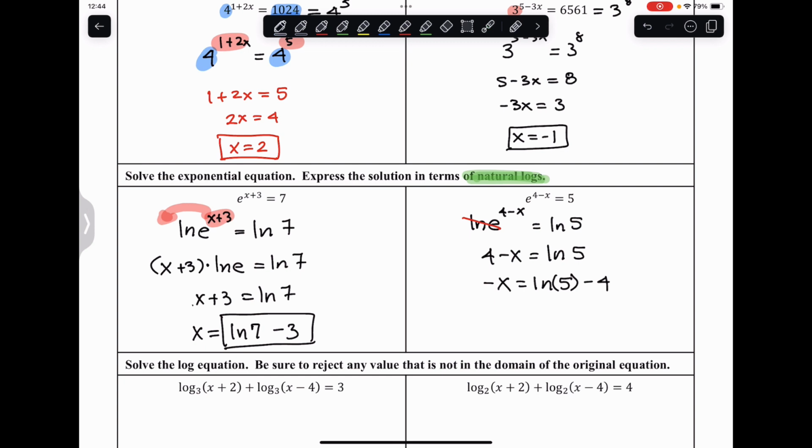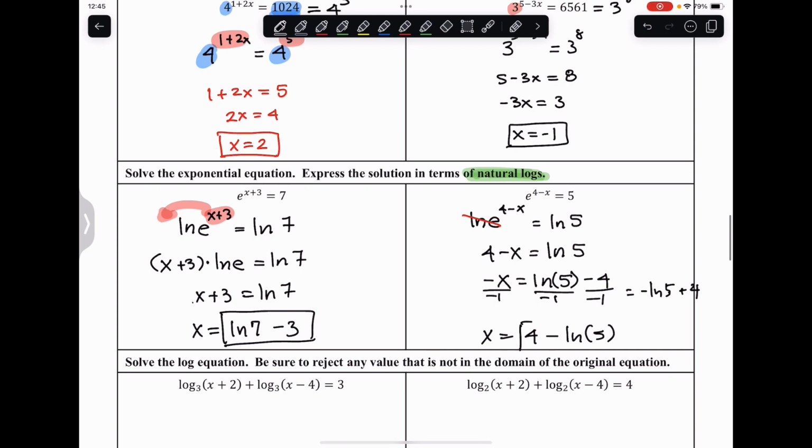Now, since our x is negative, I have to divide by negative 1. And dividing by negative 1 makes the 4 positive and makes the ln negative. So my answer would be this, which is the same thing as if you left it as negative ln of 5 plus 4, that would be acceptable as well. I just wrote it backwards since the 4 was positive. But there's your answer.